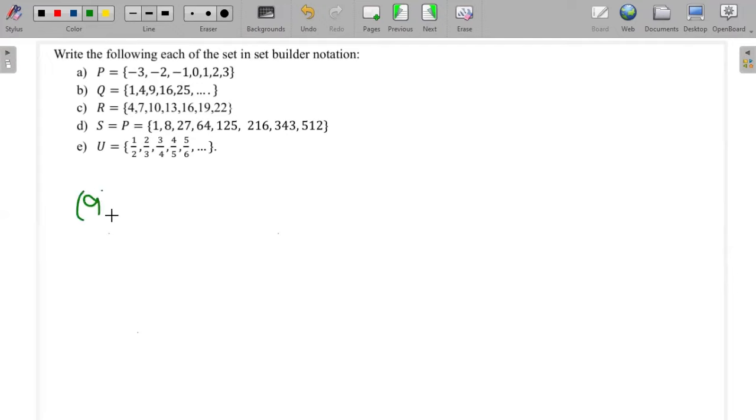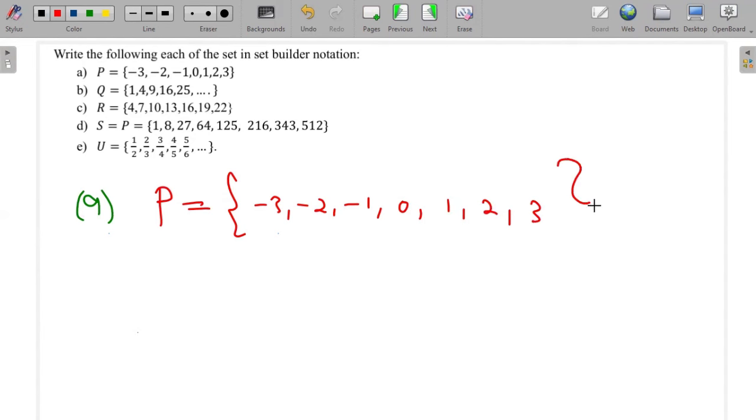The first one here has been given as set P, which has -3, -2, -1, and then 0, 1, 2, and then 3. So can we see any pattern, or notice a certain set of numbers that is appearing there? Anyone who can try? These are integers.